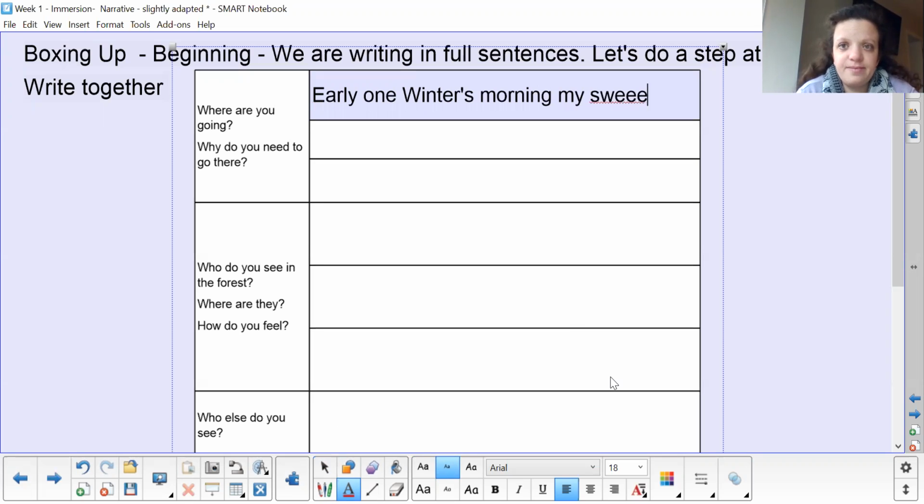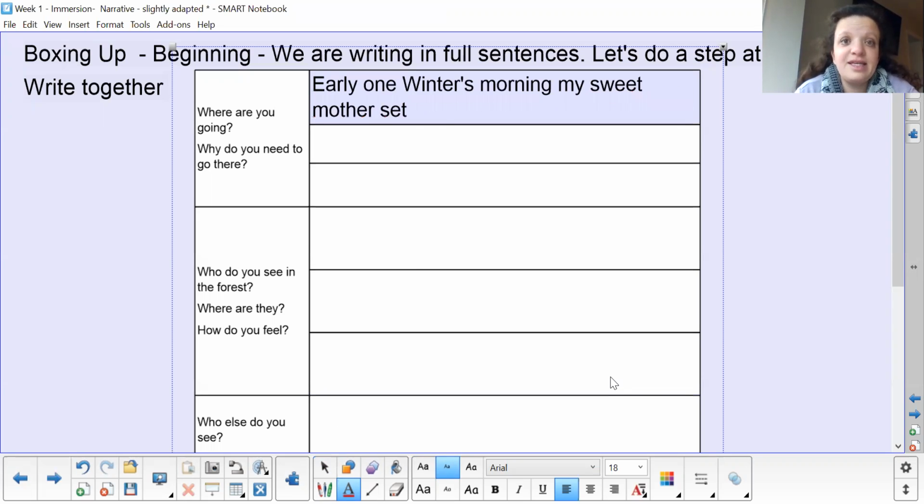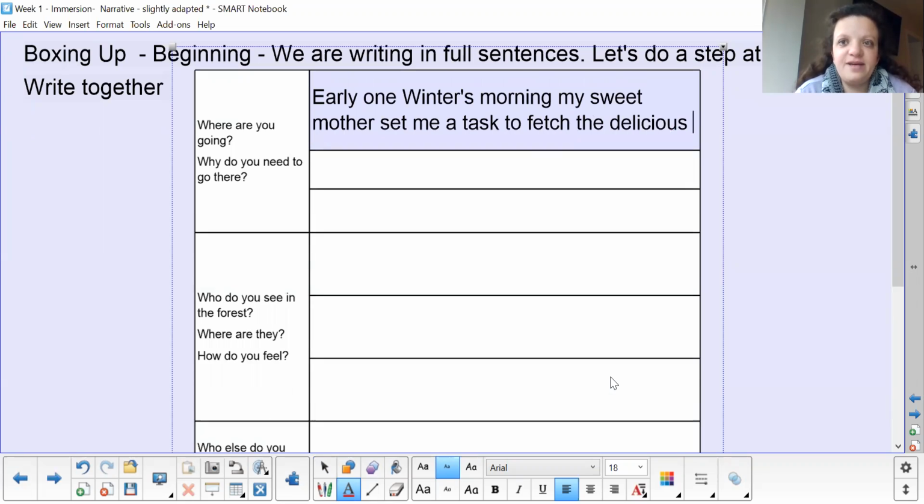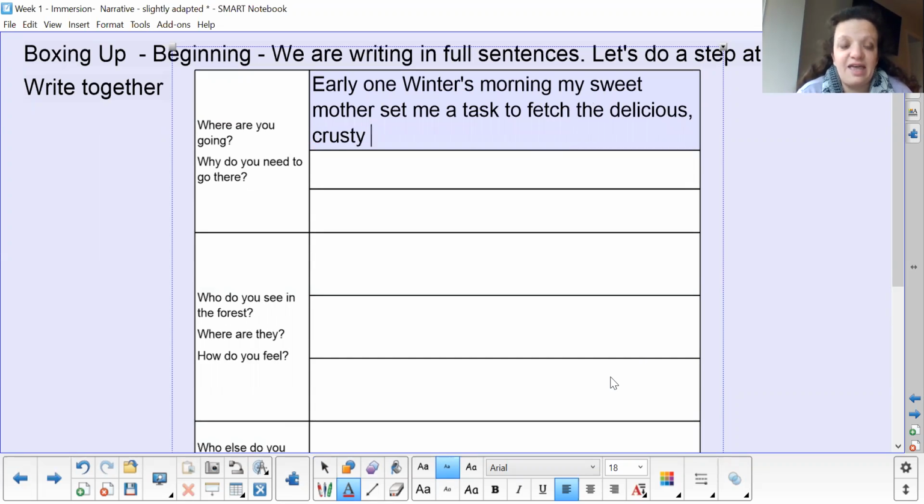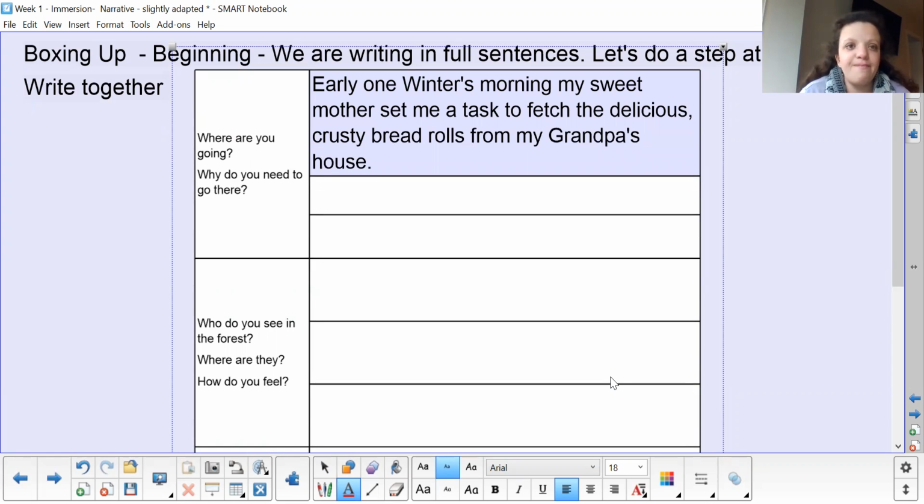My sweet, adding my own adjective, my sweet mother set me a task to fetch the delicious, and I'm going to use crusty. I'm going to make it a noun phrase. So I'm going to put a comma in there and put two adjectives together. The delicious, crusty bread rolls from my grandpa's, and that's going to have a capital letter because it's Grandpa's. And I'm going to put apostrophe s because it belongs to him, the house, from my grandpa's house.